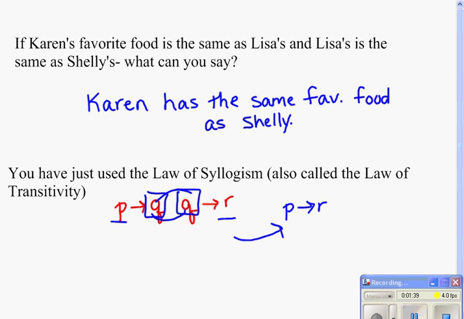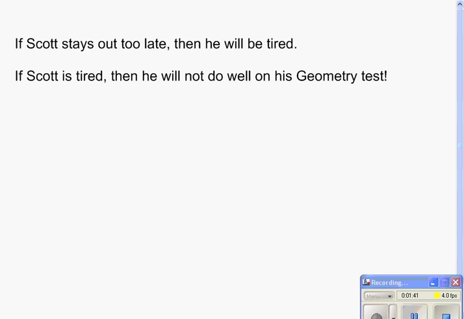So some examples of this. If Scott stays out too late, then he will be tired. If Scott is tired, then he will not do well in his geometry test. What we can do is, since we are ending the first sentence with "then he will be tired," and we're starting the second sentence with "he is tired," we can cross those off. And then our conclusion is, if Scott stays out too late, then he will not do well in his geometry test, which is true, by the way.